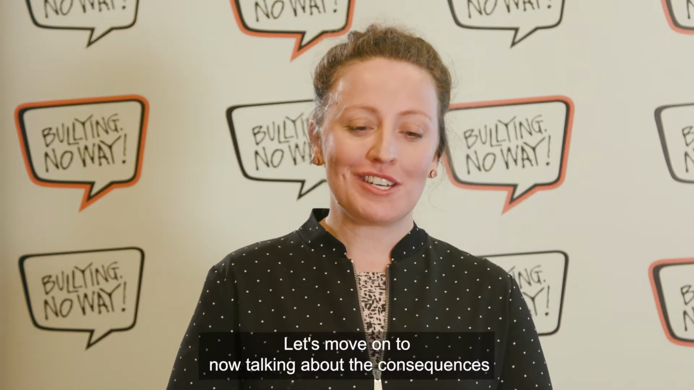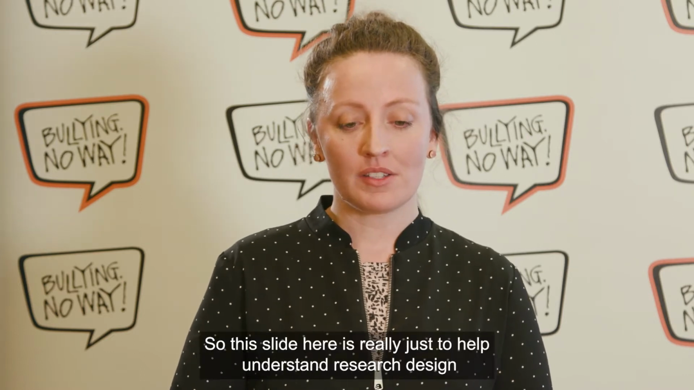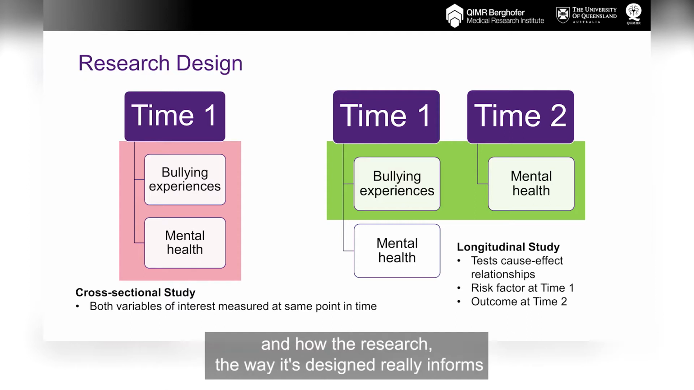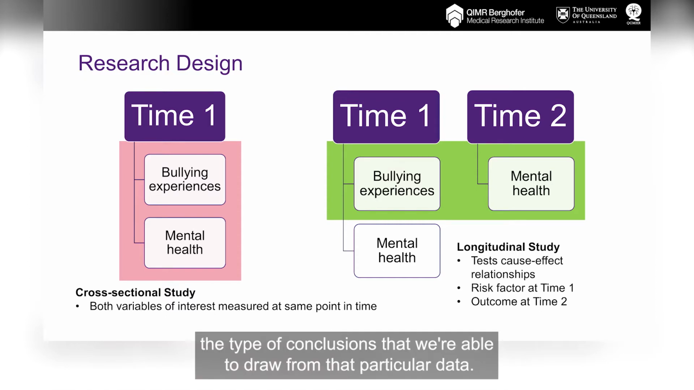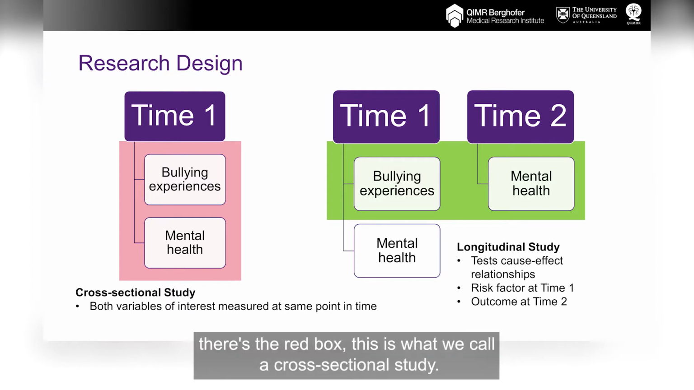Let's move on to now talking about the consequences of bullying, or the outcomes of bullying. So this slide here is really just to help understand research design and how the way it's designed really informs the type of conclusions that we're able to draw from that particular data. So on the right-hand side where there's the red box, this is what we call a cross-sectional study.